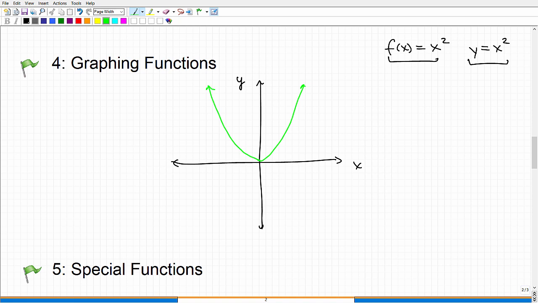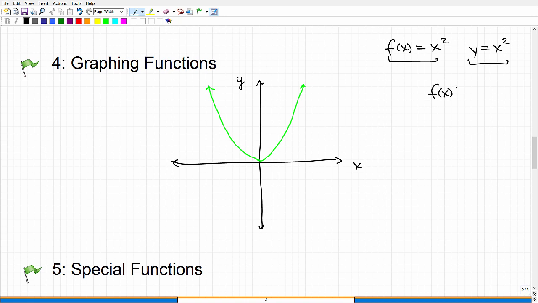One of the things that you need to know when we're dealing with functions is the effect on a function and how it affects the graph when we mess around with the function itself. Let me give you a specific example.